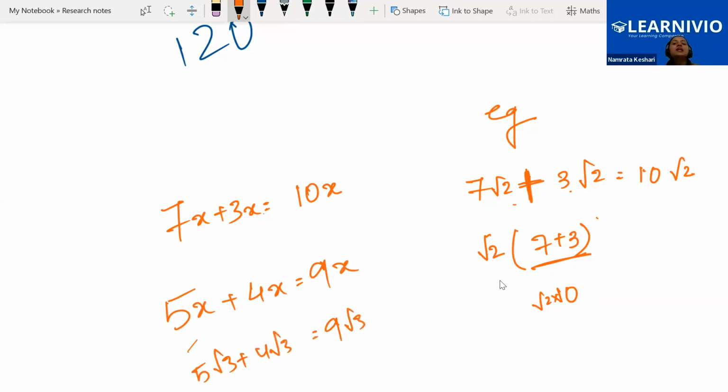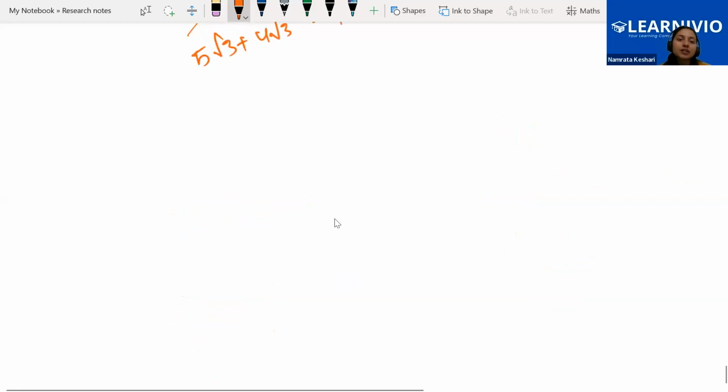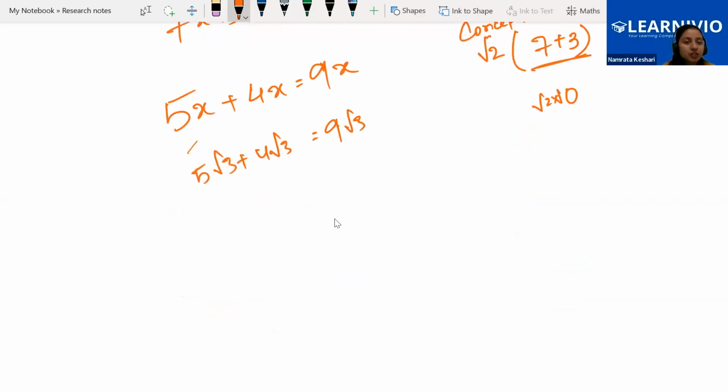We are treating it like the same, the way we were treating the same variable. We are also treating it like this, and we are doing the addition. Why we are doing it like this? Because this is the concept: root 2 we can take out common, then we can add 7 plus 3. Or in our case here, root 3 we can take out common, and then we can add 5 plus 4. 5 plus 4 added together is 9. Root 3 is multiplied with 9, which can be written as 9 root 3. Getting it?